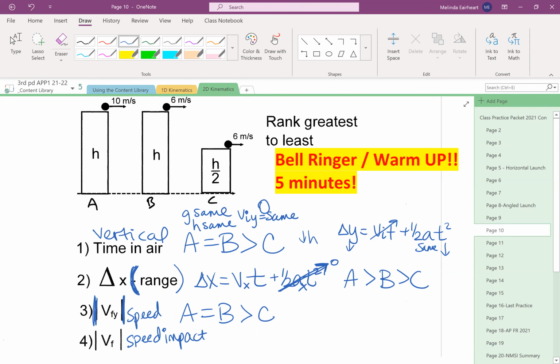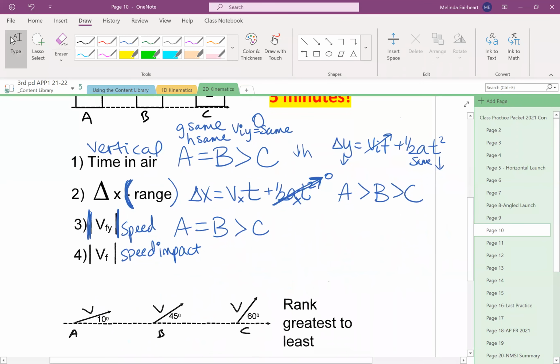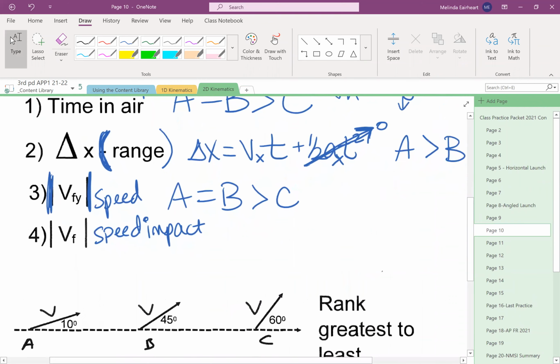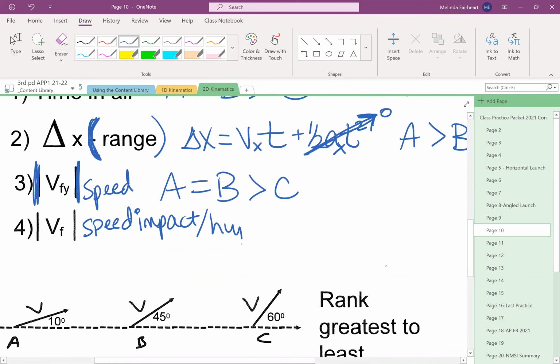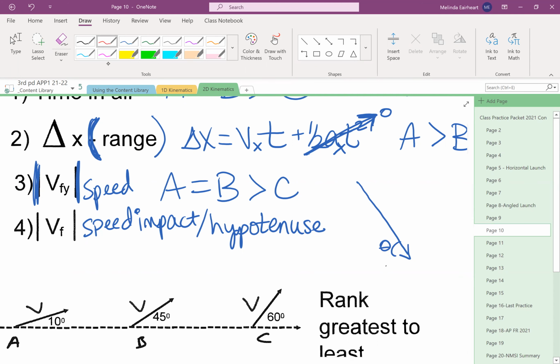But then what is 4 really saying? So 4 is that impact hypotenuse, okay? I don't know how to spell it. Hypotenuse. We'll go with that. And so when it hits the ground, no matter if it's A, B, or C, it's going to hit at some angle, right? Now, we're going to do a lot of SOHCAHTOA today. We're going to launch at angles. That's what's going to be the new part today.